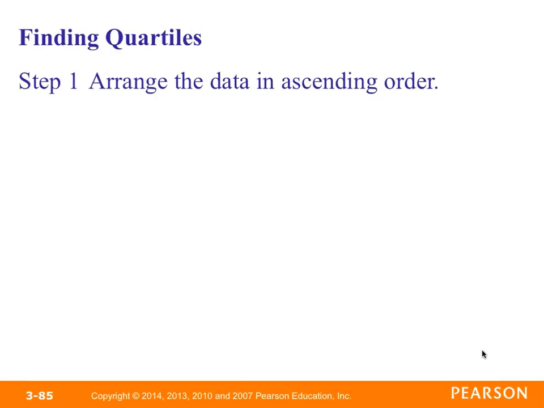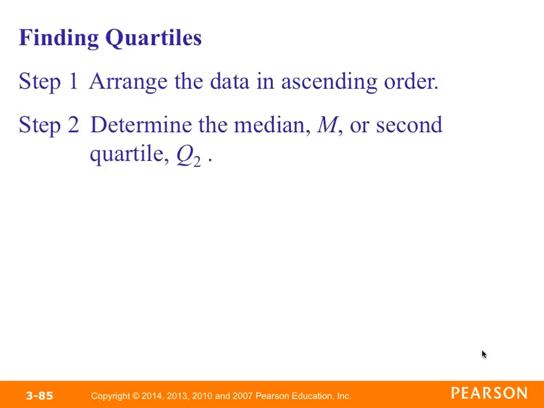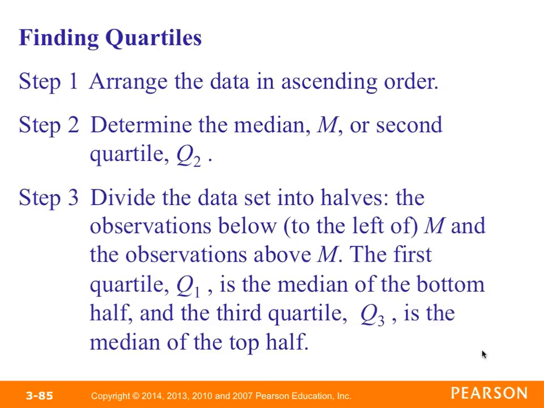So if we want to find quartiles, we follow pretty much the same steps that we used when we were finding the median, which is to arrange the data in ascending order, determine the median, and then divide the data set into halves, the observations below the median and the observations above the median. The first quartile is going to be the median of the bottom half, and then the third quartile is going to be the median of the top half.